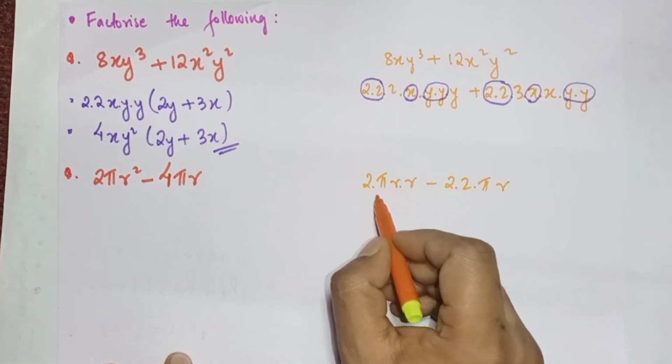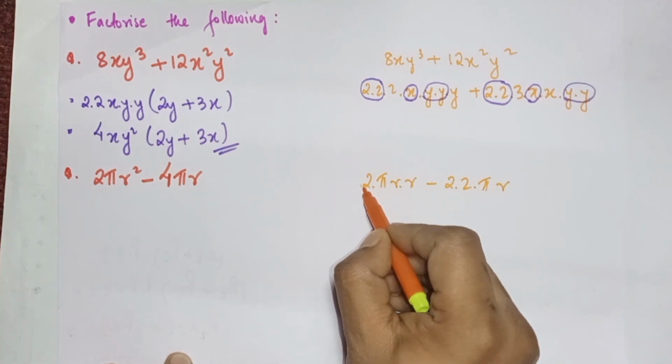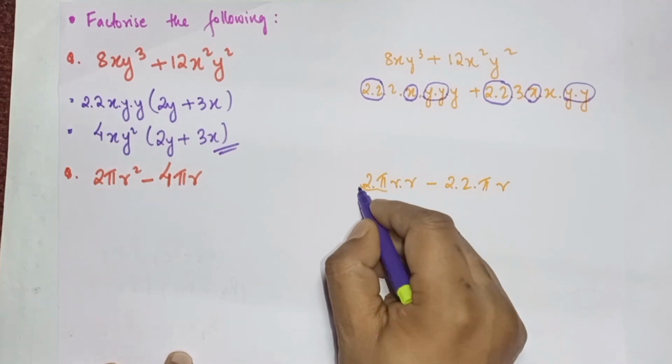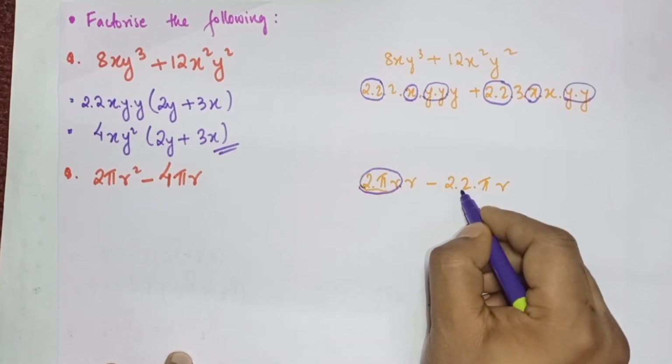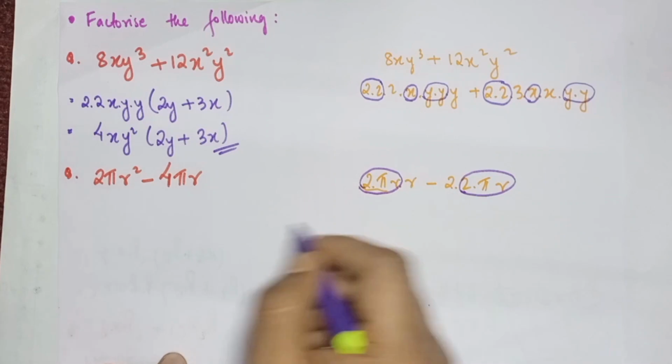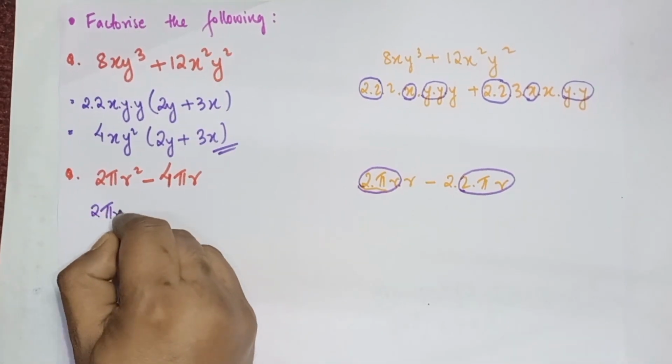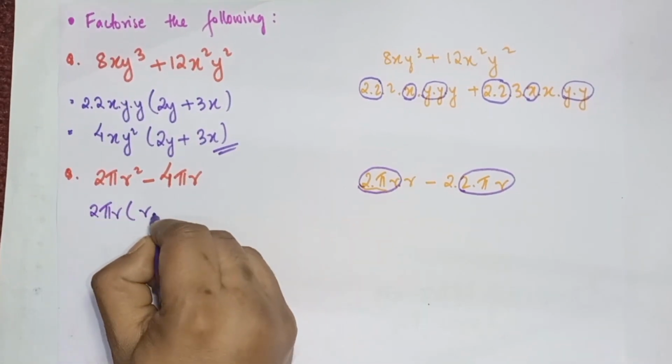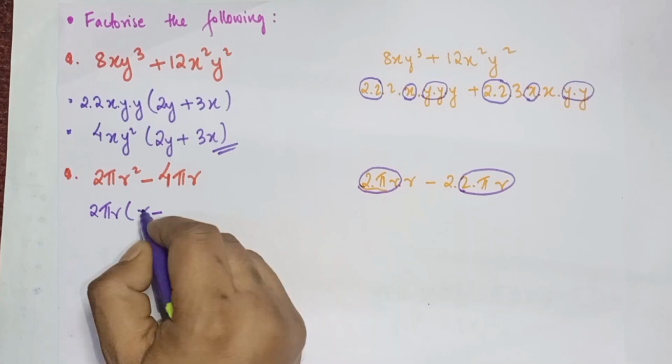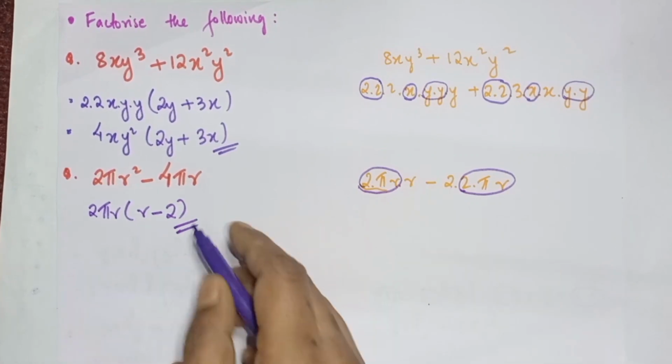Simple, you will take common. What will be the common? You can see here I can take 2πr. Yeah, this whole thing I can take common, 2πr. This also has the whole thing 2πr. So I can take common 2πr. Then what is left over? r minus what is there? 2. So this is my final answer.